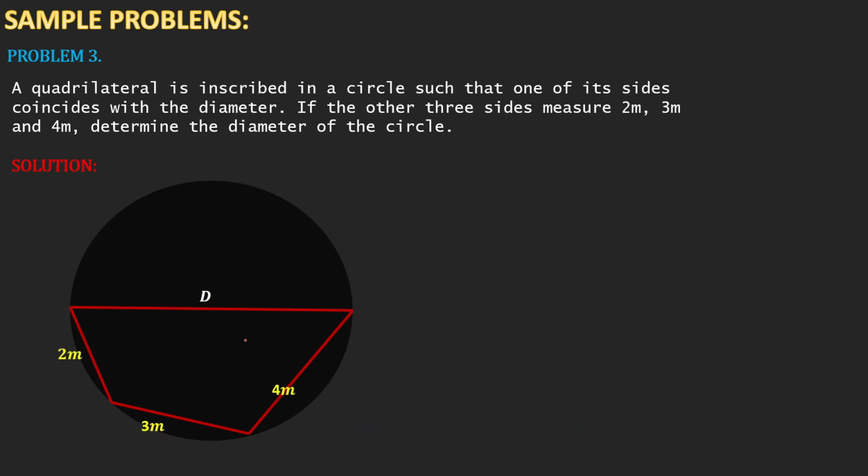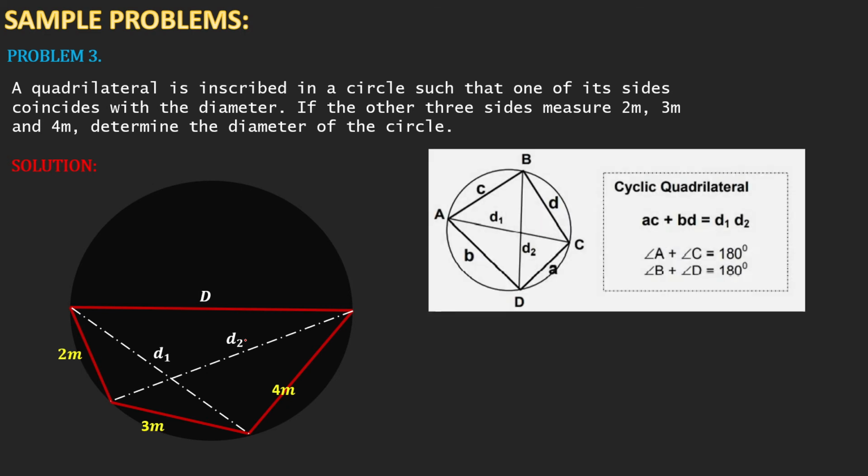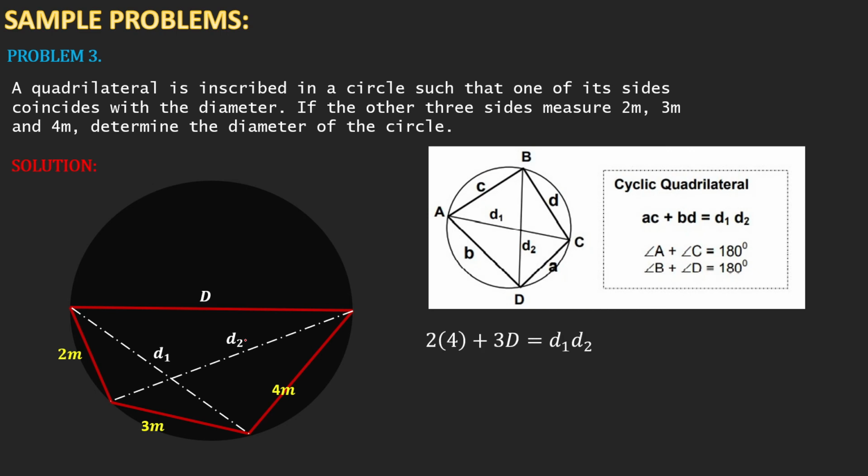So, meron tayo itong tinatawag nating cyclic quadrilateral. Meron tayo dyan kaninang theorem. AC plus BD is equal to D1 times D2. Pwede natin yung magamit where yung A natin is 2 meters and C is 4 meters. So, 2 times 4 is 8 plus 3 times D is equal to D1 times D2.